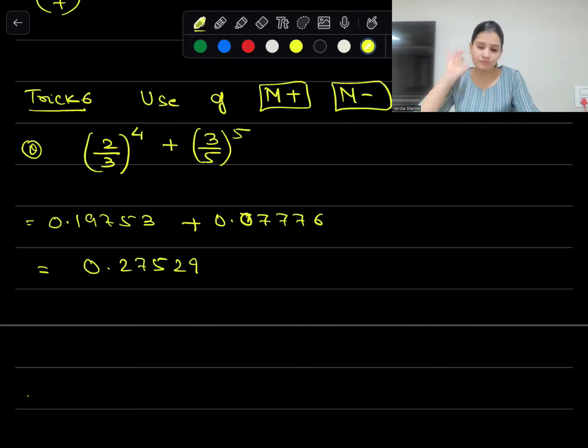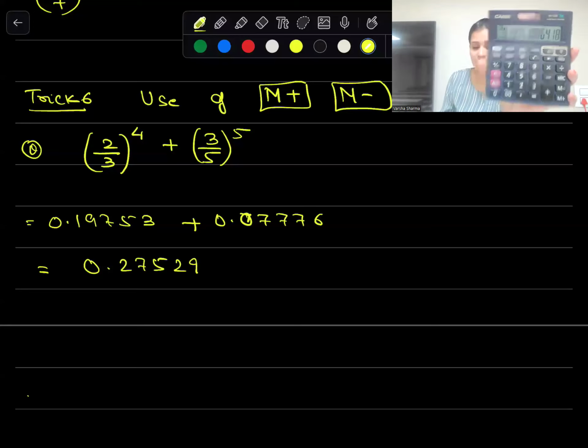Yes, ma'am. Ma'am, my calculator has M minus equal to. Is that also okay? I didn't understand. What did you say? Can you repeat? My calculator has M minus with an equal to sign. Yeah, that's okay.